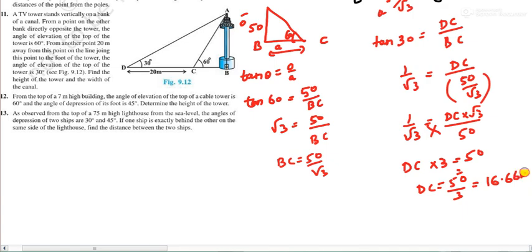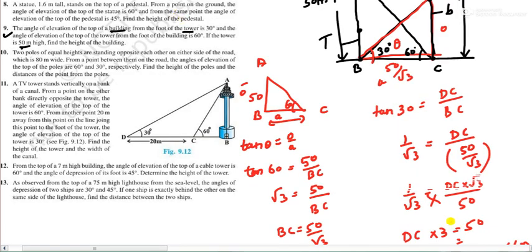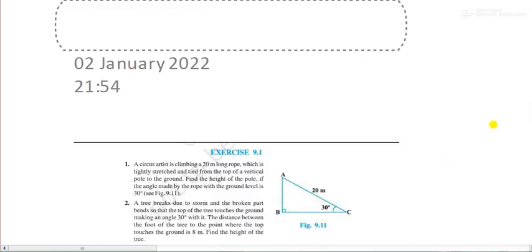16.66 meter. That is the height of what? Yes, it is the height of the building. Got it? So I hope you have understood the topic as well as the solution. Moving to question number 10 now.